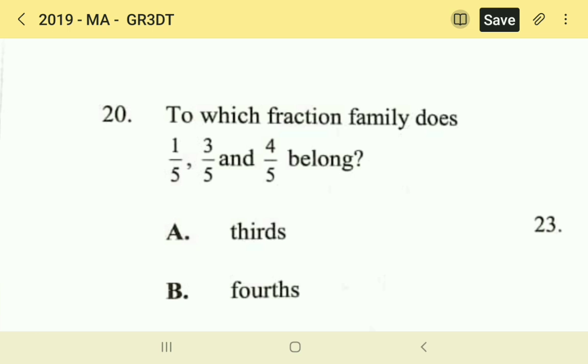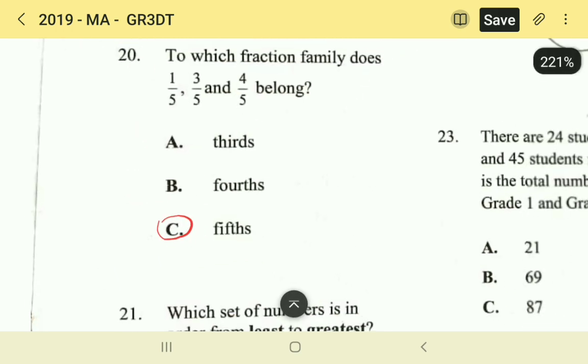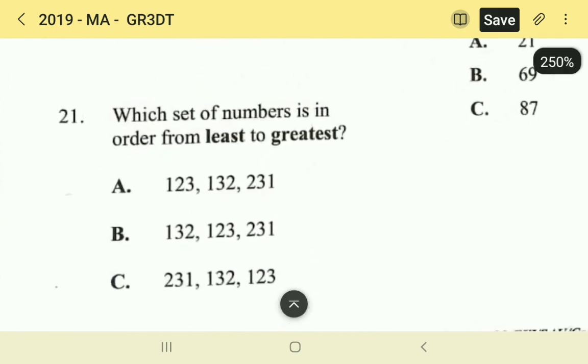So, shout the answer out for me. Louder. What's the denominator? So it belongs to what? Go again. Loud. Alright, it's the 5th. Right, they're all belonging to the 5th family, which is at C. Alright, 21. Moving on to 21.